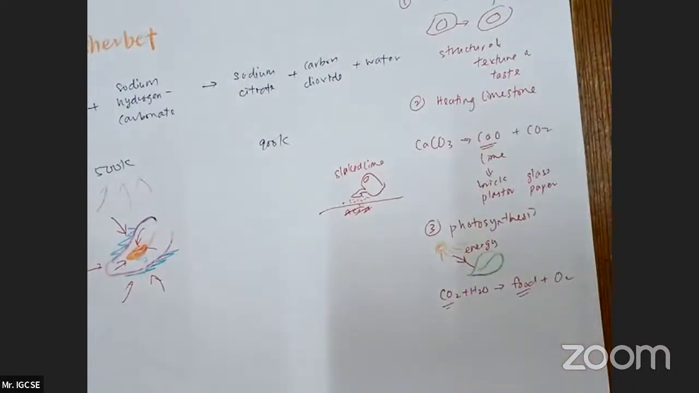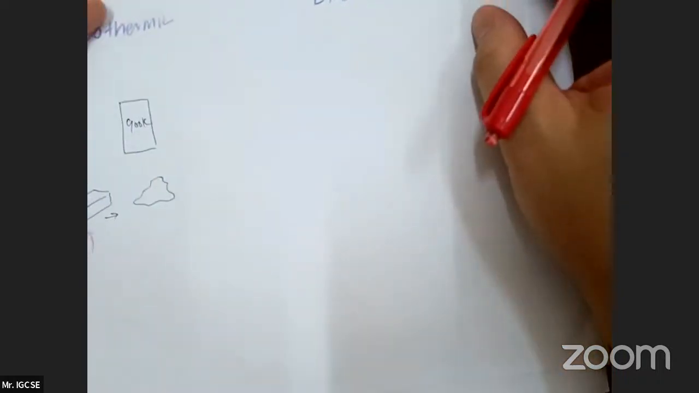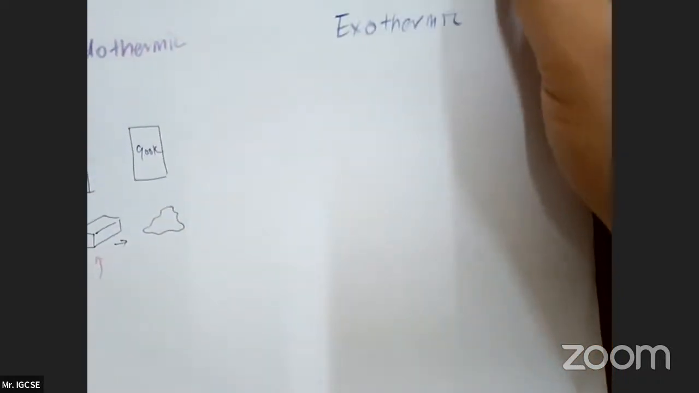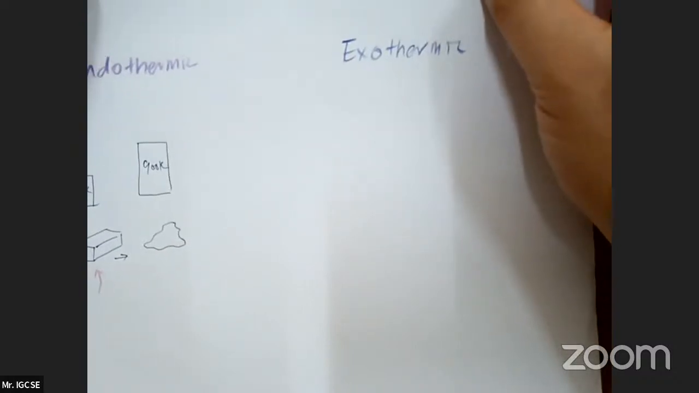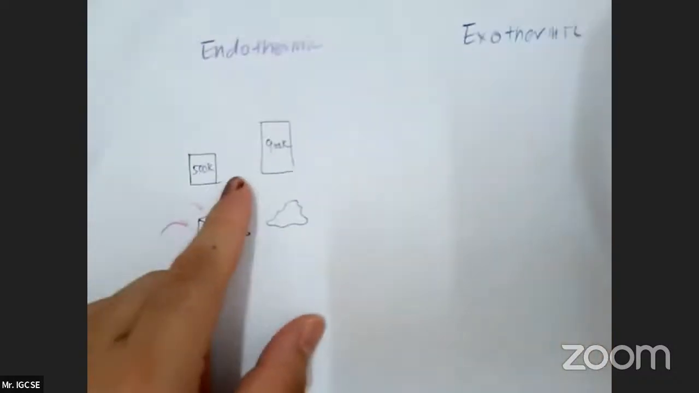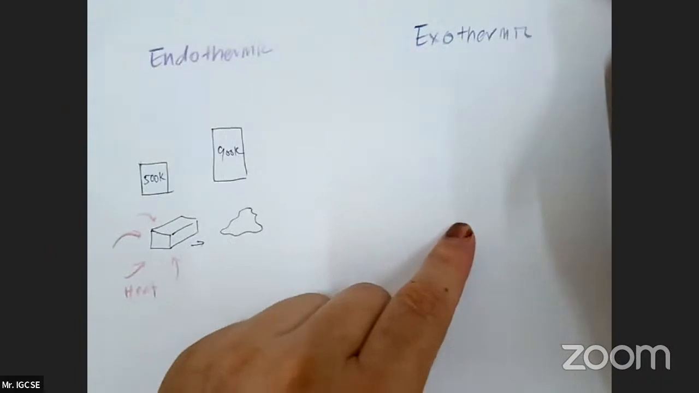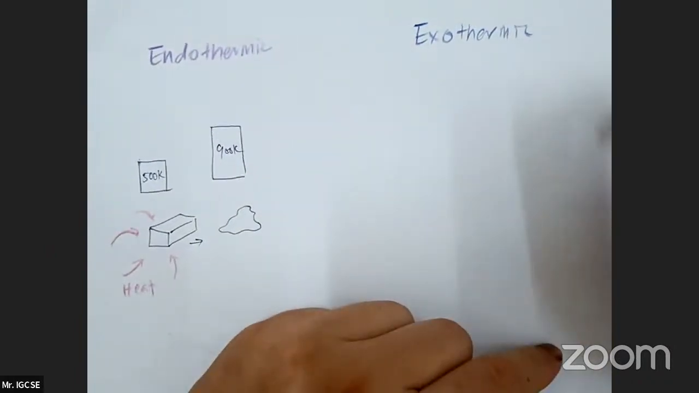Now we shall go back to our exothermic. Exothermic is what? Exothermic is something that loses heat. Can you see this is a gain of heat? So this one should be a loss of heat.